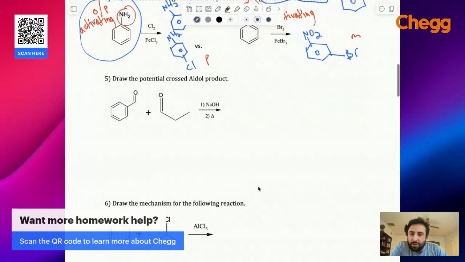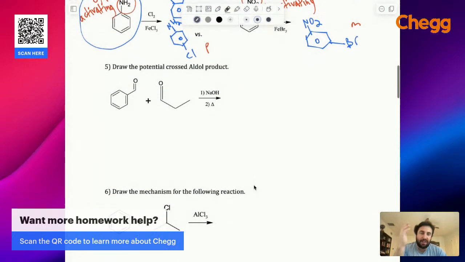So draw the potential crossed aldol product. Enolate chemistry is very important. There's a lot of different kinds of enolate chemistry. The first one we usually learn is aldol condensation. Usually we start with a very simple one, one compound doing aldol on itself, but you can also have a crossed aldol product. So draw the singular potential crossed aldol product.